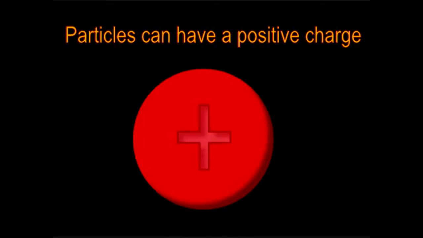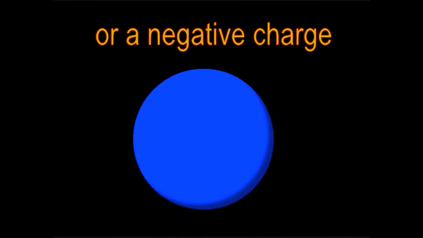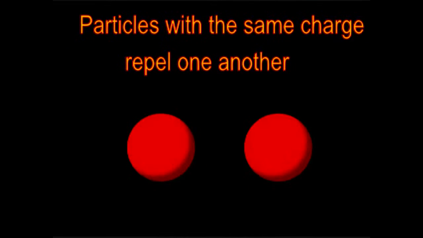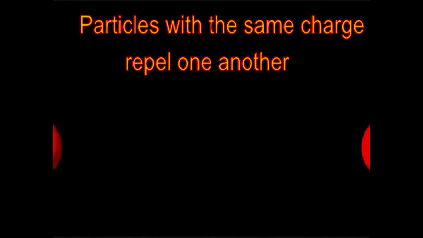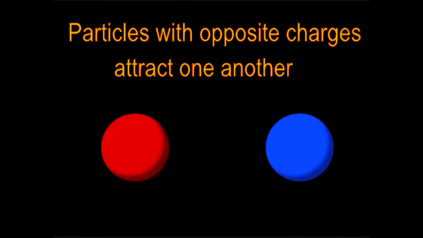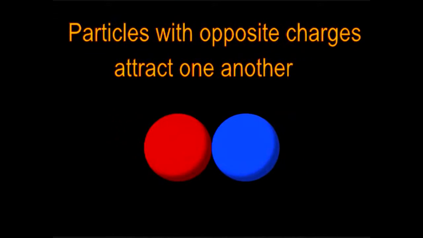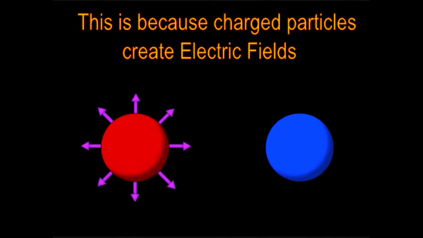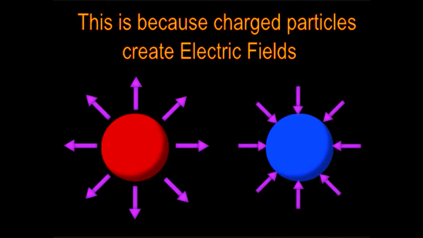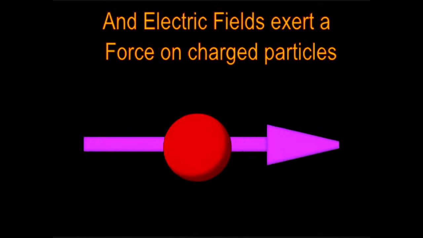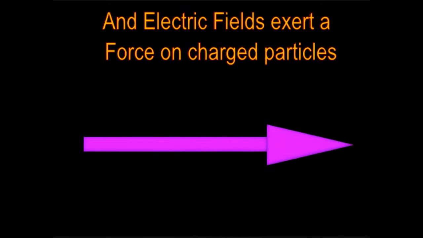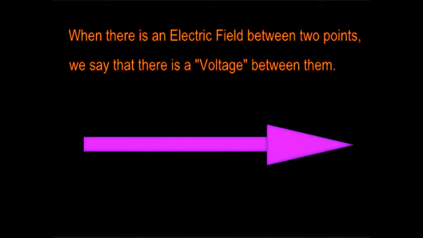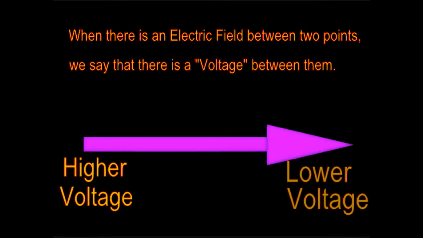Particles can have a positive charge or a negative charge. Particles with the same charge repel one another. Particles with opposite charges attract one another. This is because charged particles create electric fields, and electric fields exert a force on charged particles. When there is an electric field between 2 points, we say that there is a voltage between them.